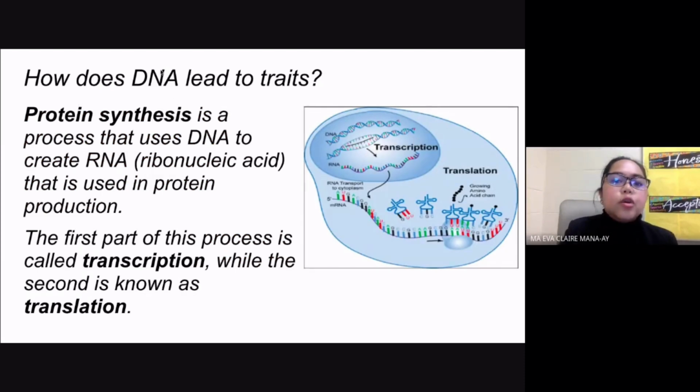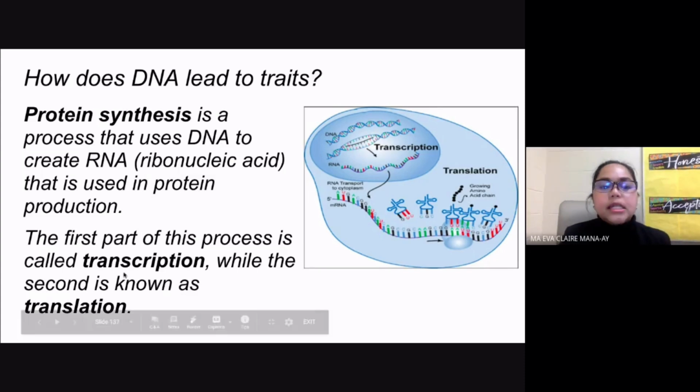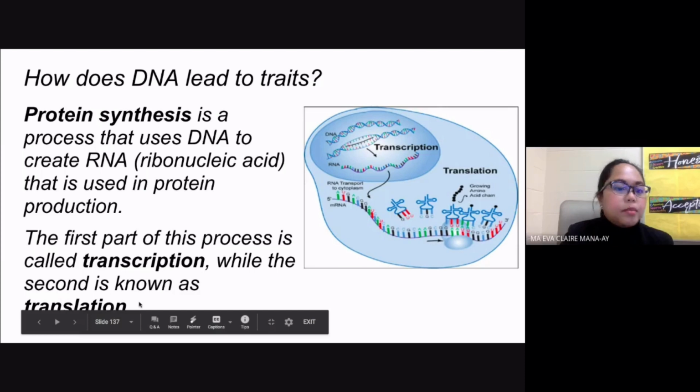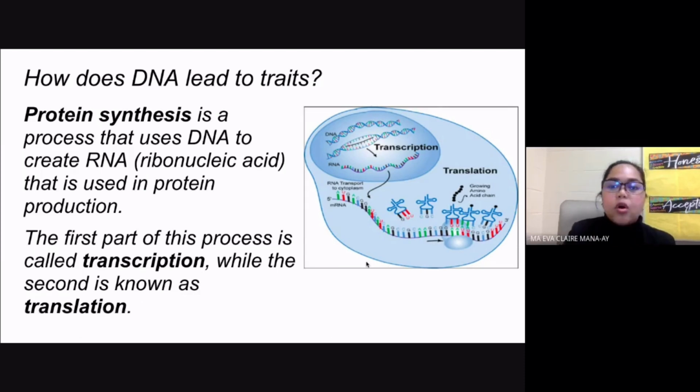So again, how do we convert your DNA into the different genes that you have, into the different traits that you have? Whether you are going to be short, you're going to be tall, you're going to have thick lashes, thin lashes. How do the cells do this? We call this process protein synthesis. This is a process that uses DNA to create an RNA, and RNA is going to be used in making of proteins. Protein synthesis actually has two parts. The first part is transcription. The second part will be translation. Let me go to the next slide.